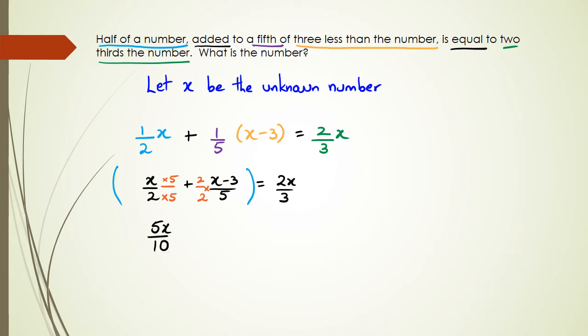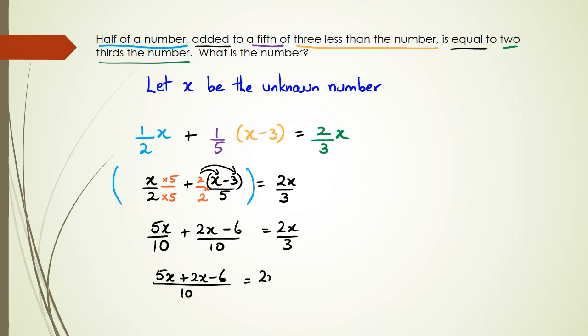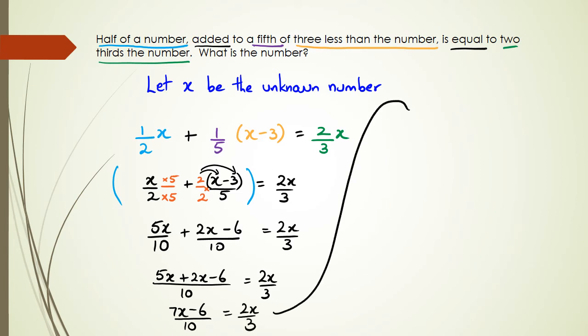Okay, so what happens is I've got 5 times x, which is 5x, divided by 10. Now 2 times x minus 3, remember that this x minus 3 has got a little bracket around it, so we're going to get 2 times x, which is 2x. 2 times negative 3 is negative 6, and that is divided by 10, and that's equal to 2x over 3. So because 10 is a common denominator, I can put everything together. I've got 5x plus 2x minus 6 divided by 10 equals 2x divided by 3. So this simplifies to 7x minus 6 over 10 equals 2x over 3.